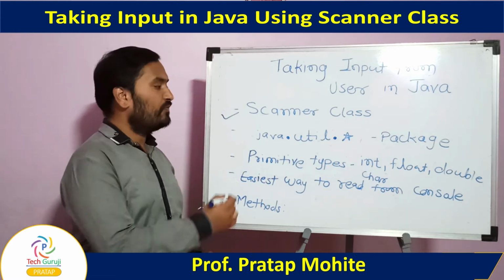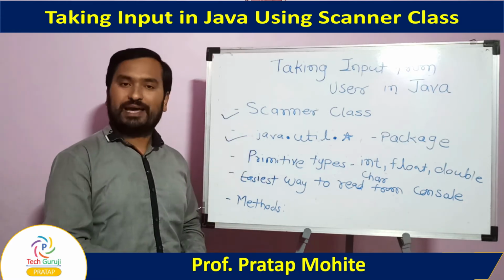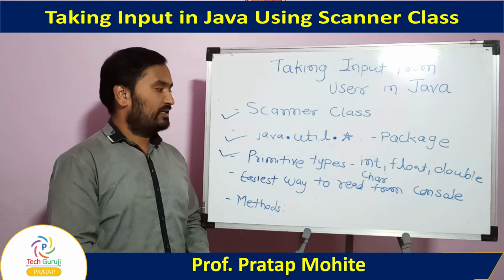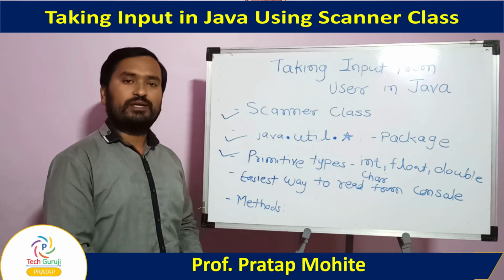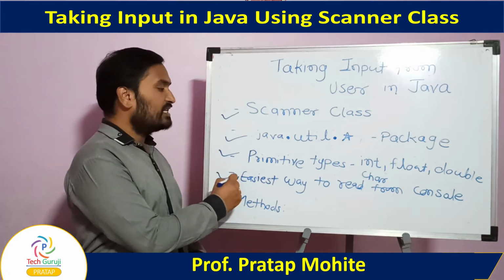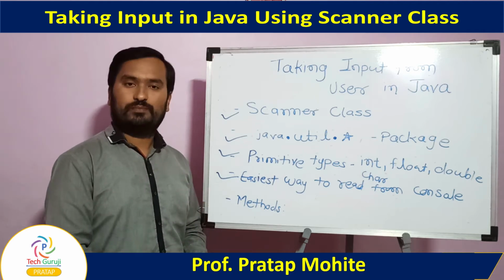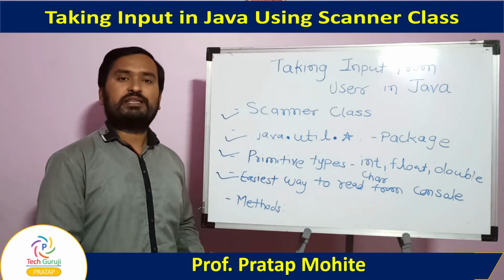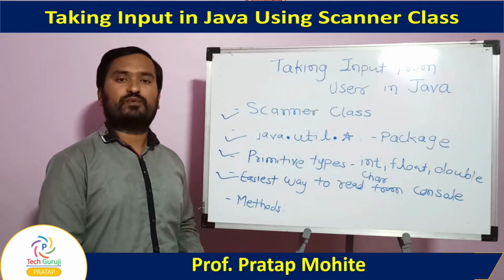It is a part of the java.util package, and it takes the types integer, float, double, character, and these are the primitive types. It's the easiest way to read from the console. So let's talk about which methods are used to take the input from the user.